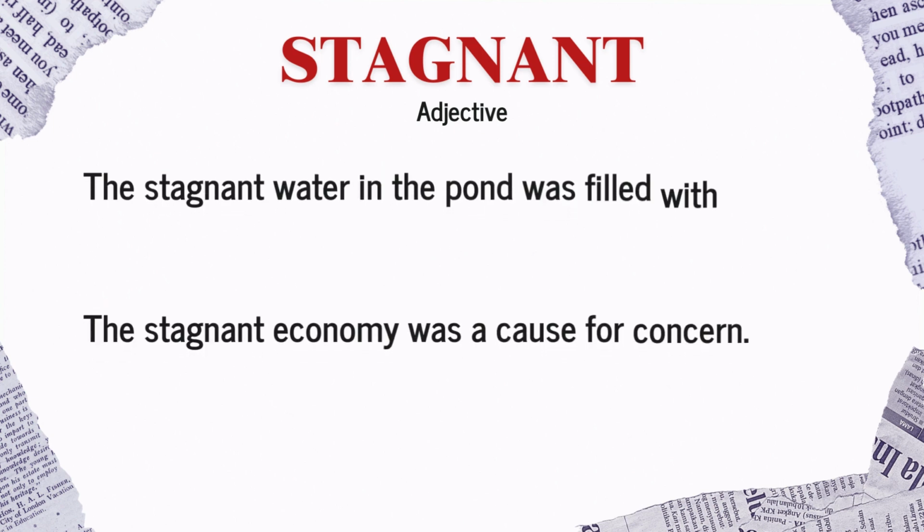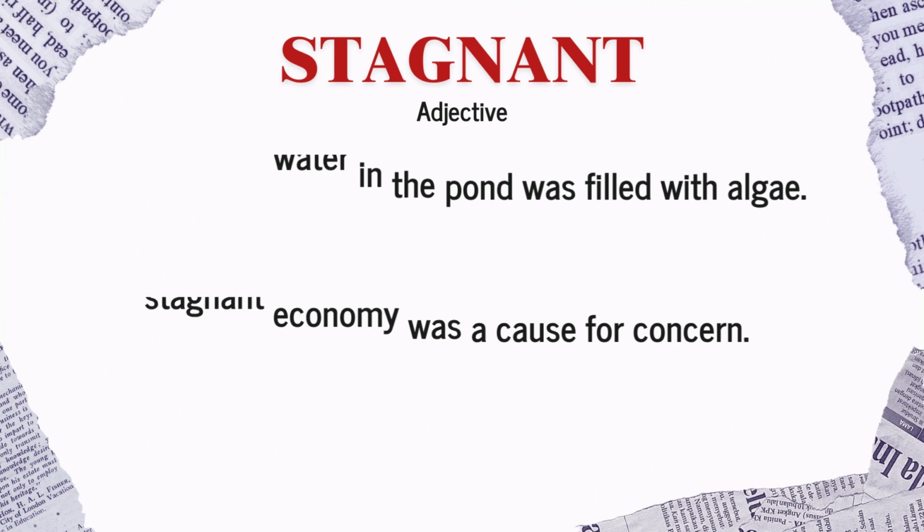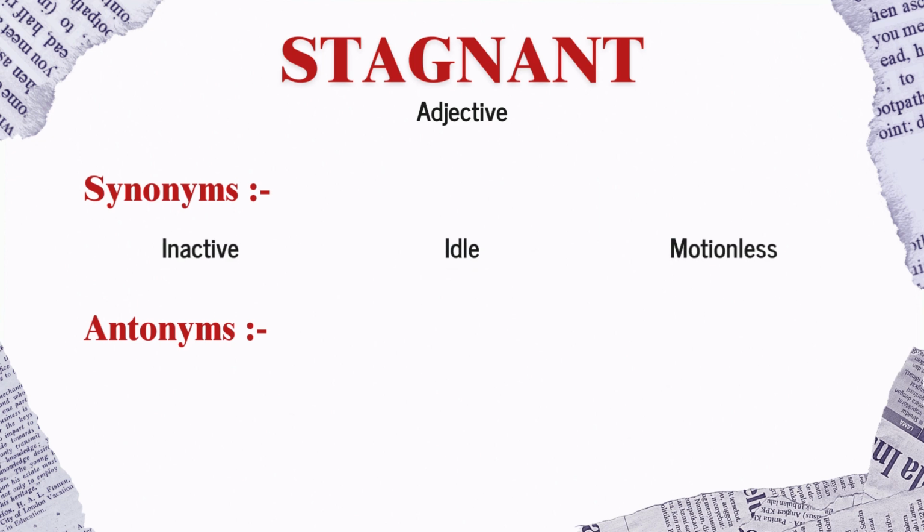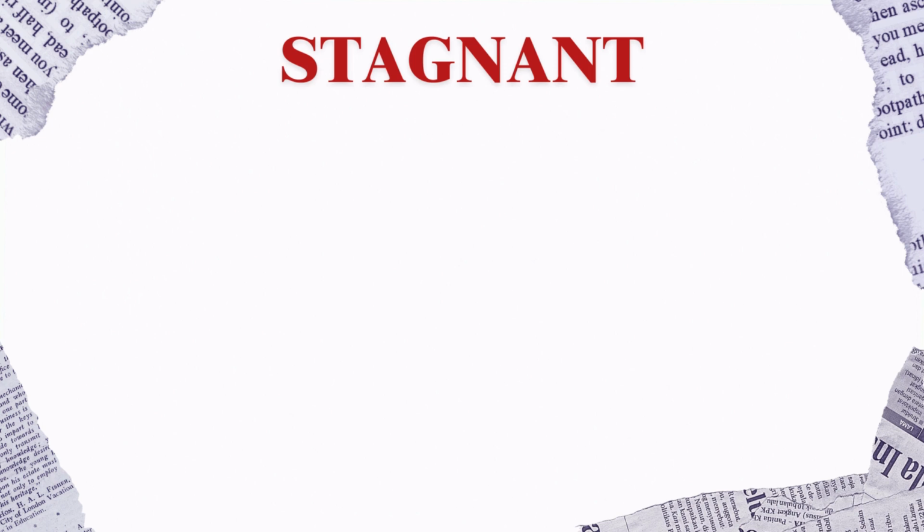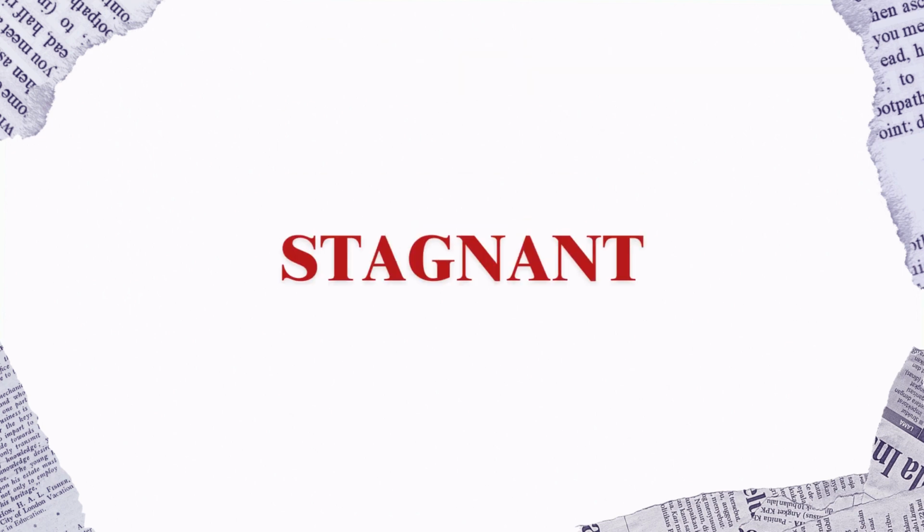The stagnant water in the pond was filled with algae. Another example is, the stagnant economy was a cause for concern. Some synonyms for stagnant are inactive, idle, and motionless. The antonyms, or words with opposite meanings, include dynamic, active, and flowing. Ensure you pronounce the word stagnant correctly.